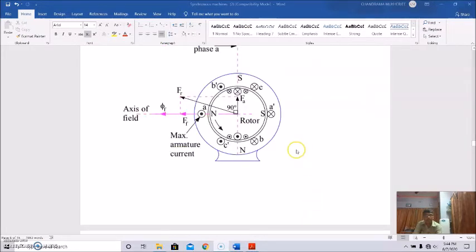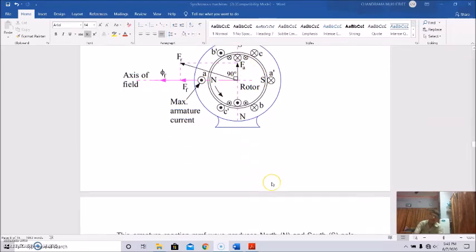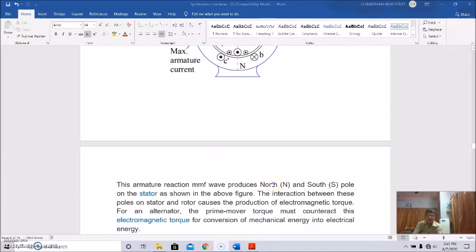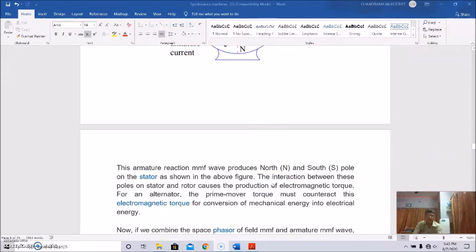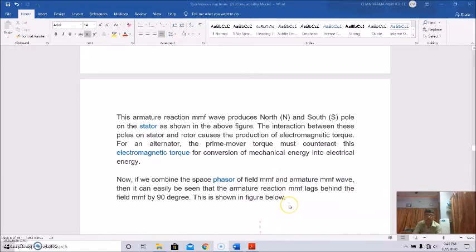This is the rotor pole, and this is the stator pole, the armature pole, and this is the main field pole. The interaction of these two creates the torque, and this must be counteracted by the prime mover torque, and as a result the power conversion from mechanical to electrical energy happens.